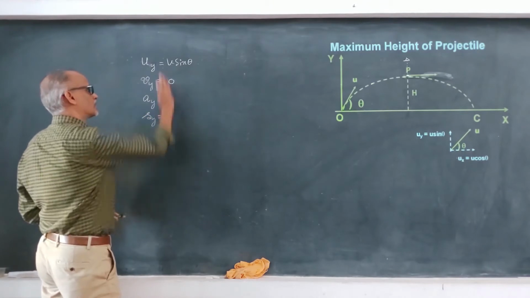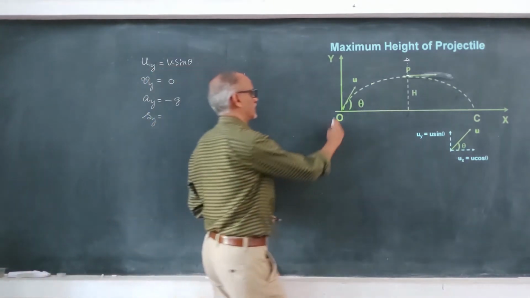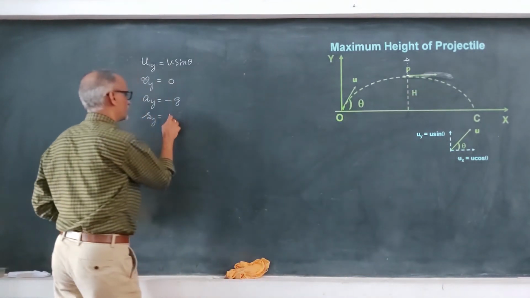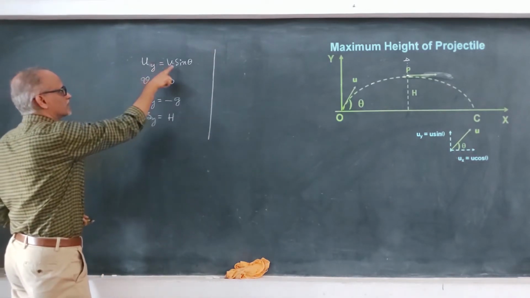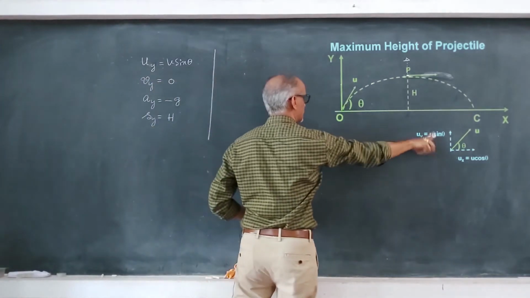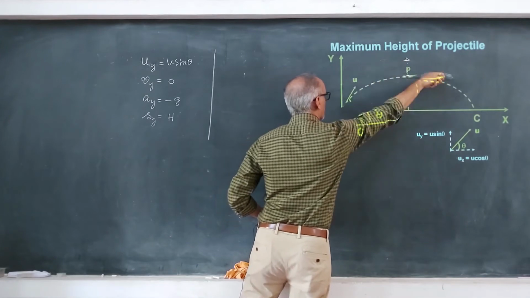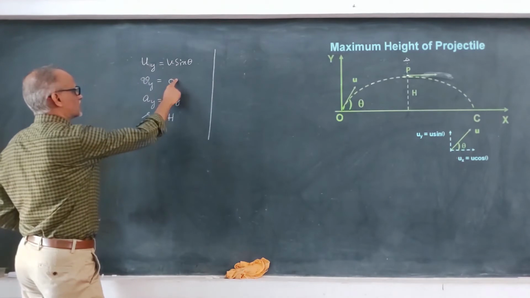What is the acceleration going up? Minus g. What is the distance traveled when it reaches from here to here along the vertical, which is h, the maximum height? That is what we have to calculate. Hope you understood. So, u_y is u sin theta, the initial velocity along the vertical. When it reaches here along the vertical, there is no velocity, because the velocity at point P is exactly horizontal, that is why it is 0.